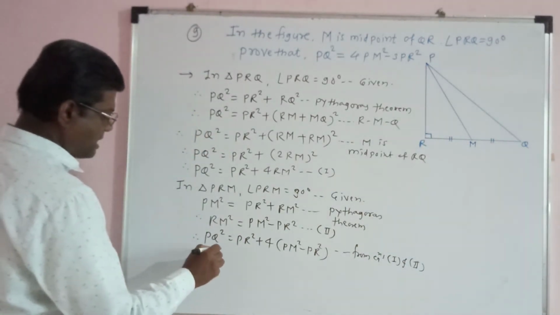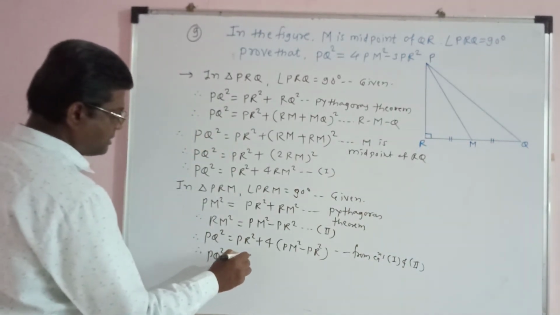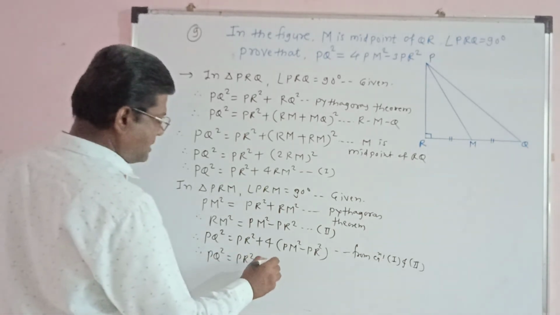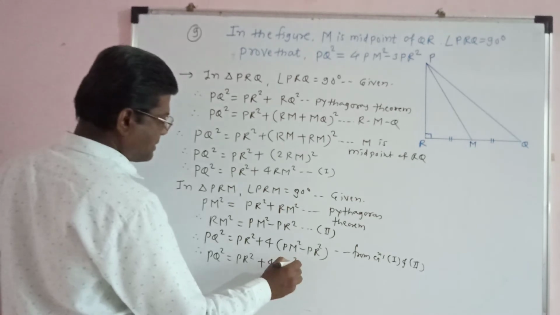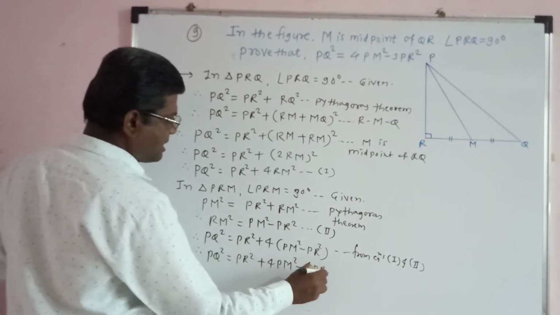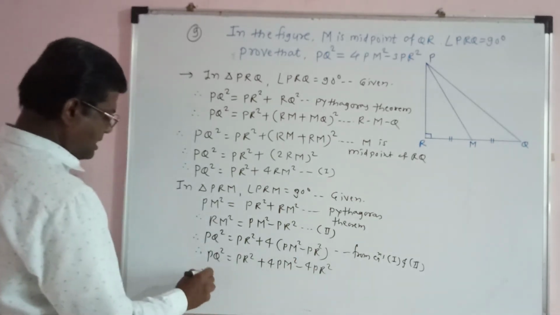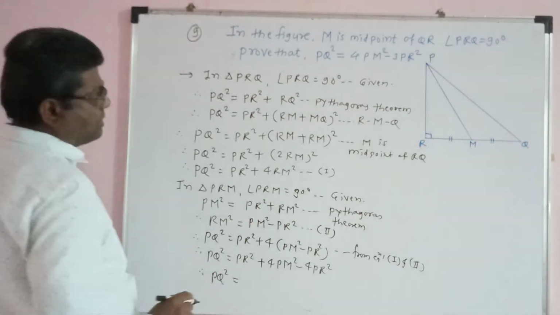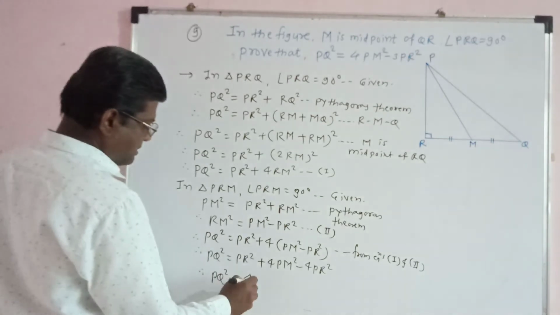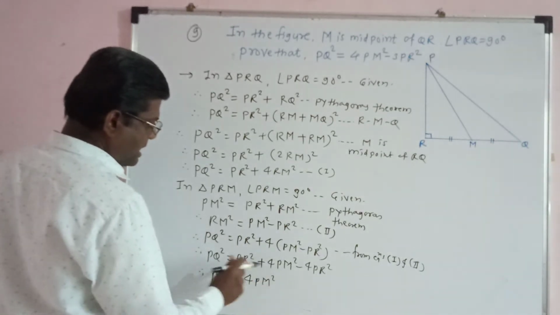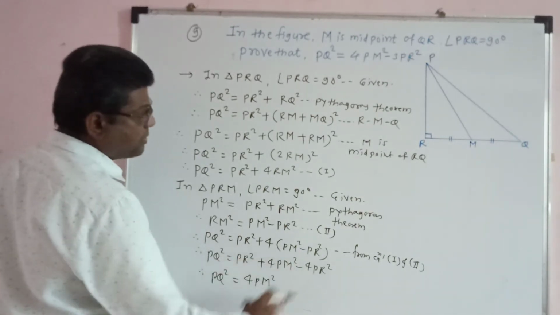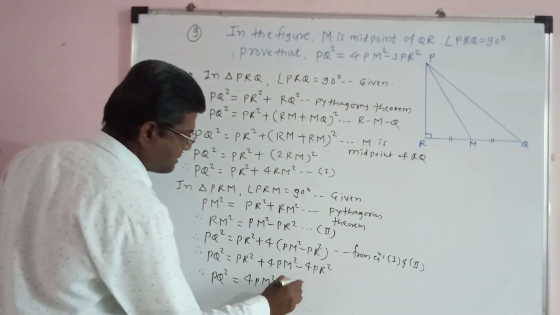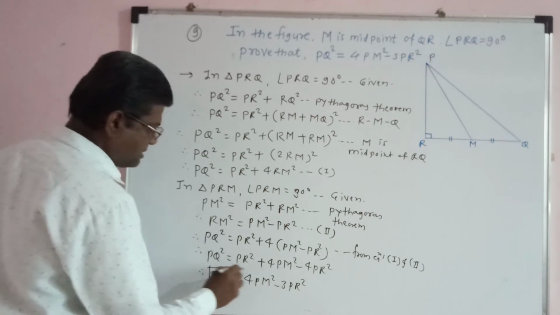Therefore PQ square is equal to PR square plus 4PM square minus 4PR square. Therefore PQ square is equal to 4PM square, and this PR square minus 4PR square will be minus 3PR square, which is proved here.